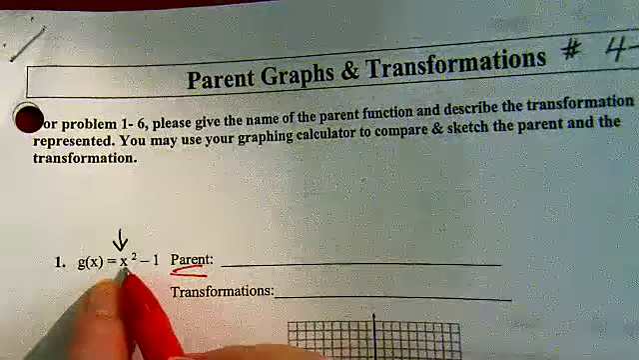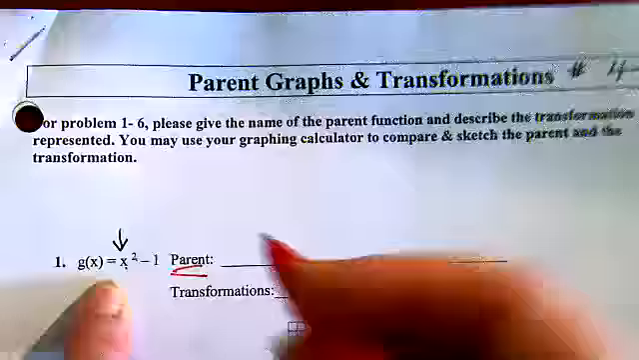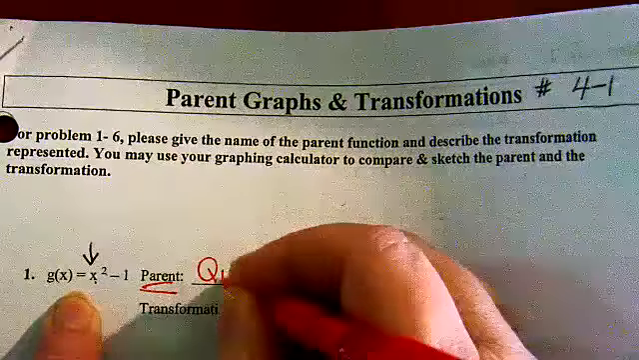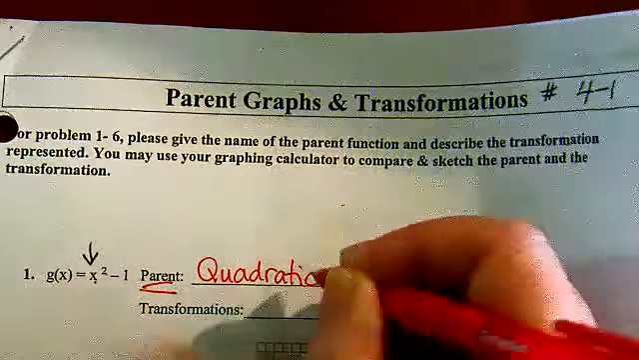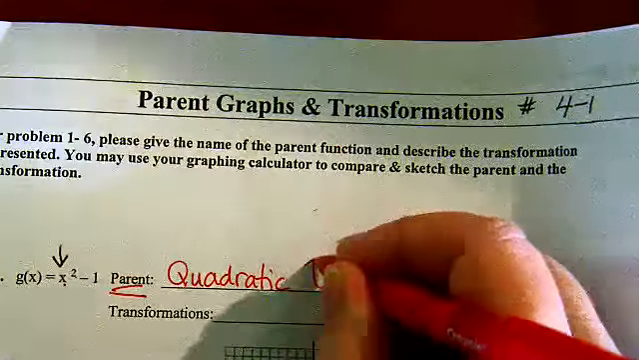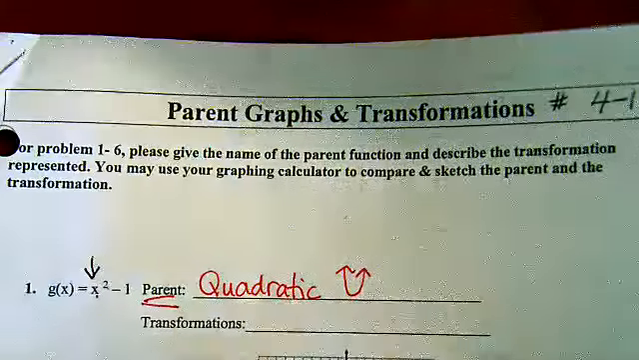The parent function tells me what family, and the x is being squared. And when x is being squared, it's a quadratic. We just studied all those. And that tells me that I'm looking at the basic shape. So I need to have that shape in my mind.